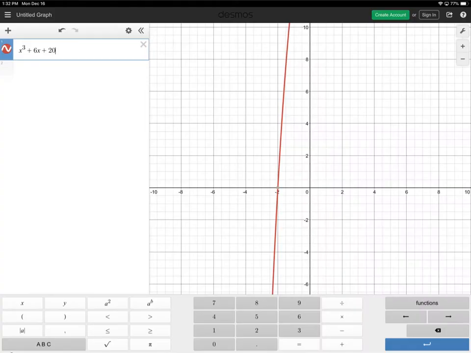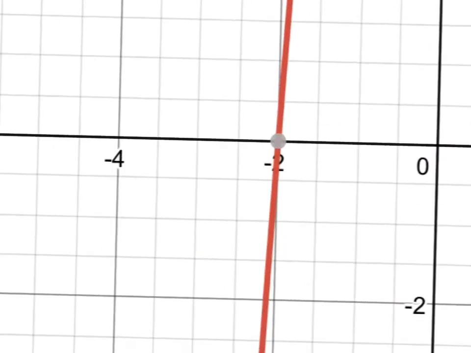Let me graph it right here. On Desmos, you type it in, x to the third plus 6x plus 20. We could have put y equals in front. It doesn't really make a difference. It shows you, you can't even see the entire graph. But for sure, you could see that it definitely crosses at -2.